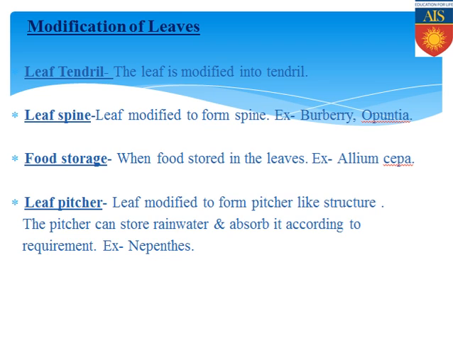Leaf spine: in some plants you can see the leaf is modified to form a spine. In Berberis, in Opuntia, the leaf is modified into a spine.